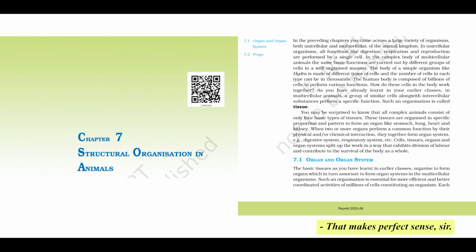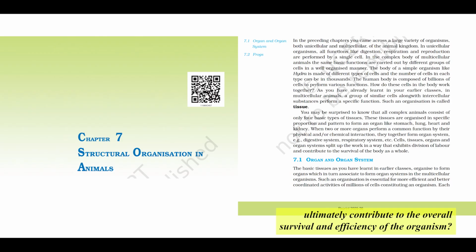That makes perfect sense, sir. So if tissues form organs, then when organs work together, that's what forms an organ system, correct? And how does this entire hierarchy, from cells all the way up to these complex organ systems, ultimately contribute to the overall survival and efficiency of the organism?